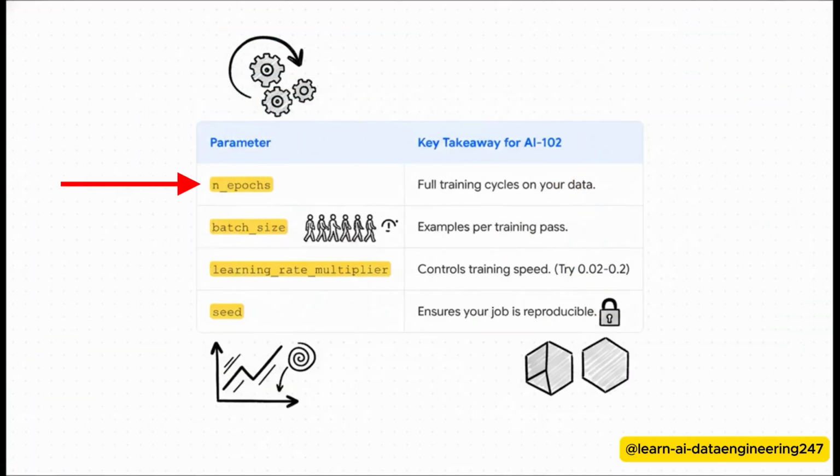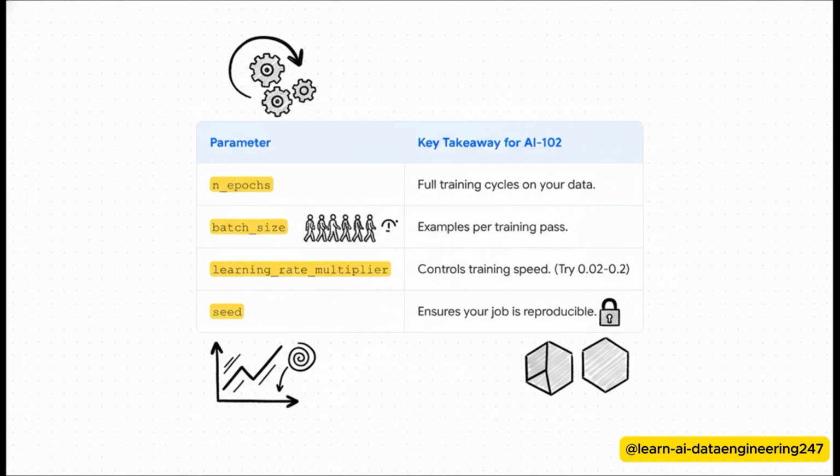Epochs determine how many times the model reads through your dataset. Batch size defines how many examples are processed at once. The learning rate multiplier controls how fast the model adapts. If it is too high, the model may skip important details. If it is too low, training becomes very slow. Finally, the seed value ensures reproducibility. Running the same job again with the same seed gives consistent results.